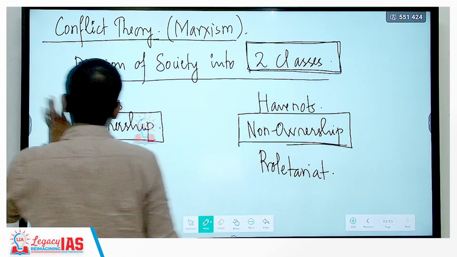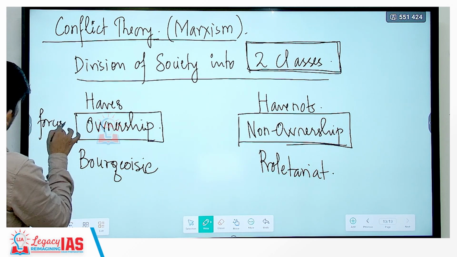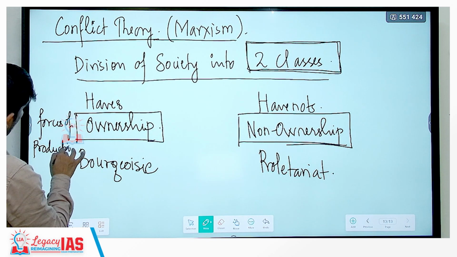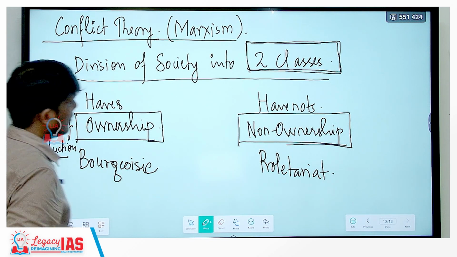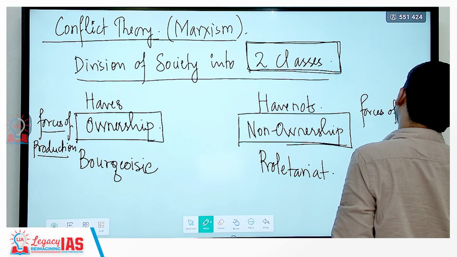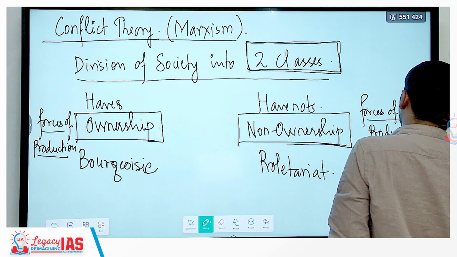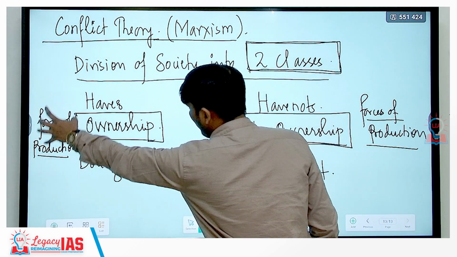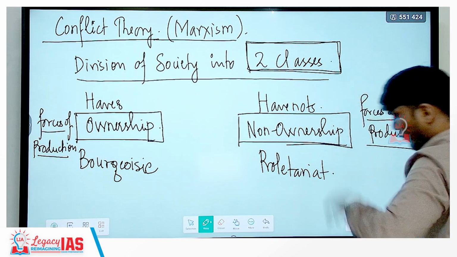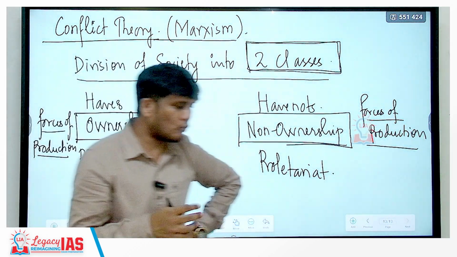So ownership of what? Ownership of forces of production. Non-ownership of what? Non-ownership of forces of production. So this bourgeois, they own the forces of production. Proletariat, they do not own the forces of production. So Marx says the entire society will be divided into these two classes.